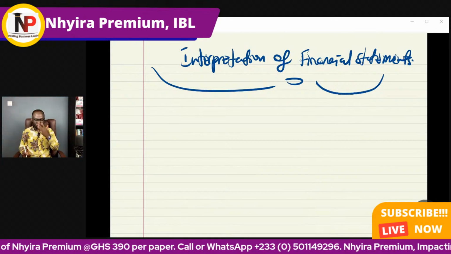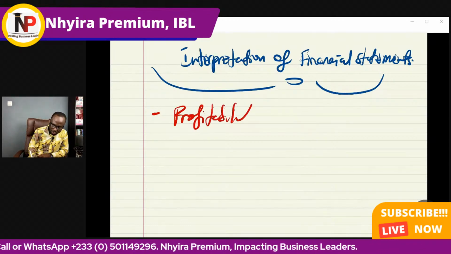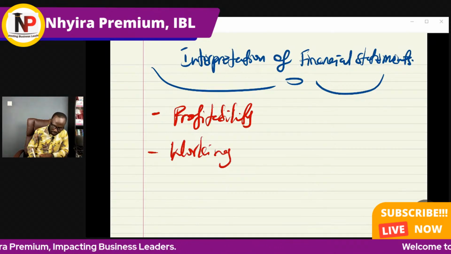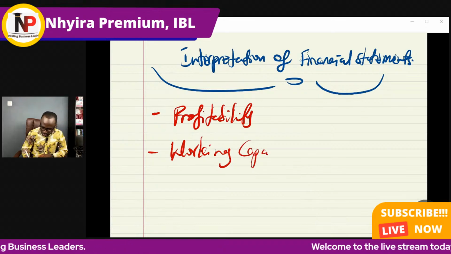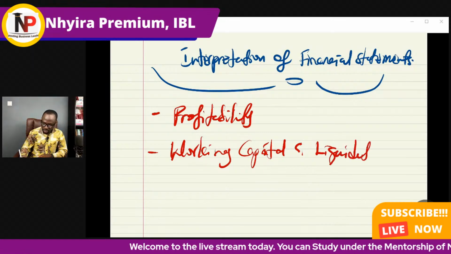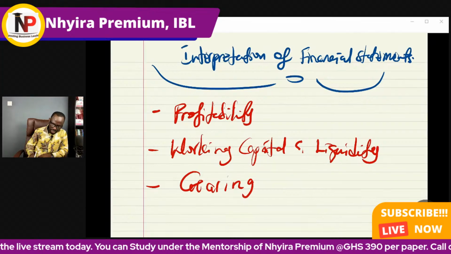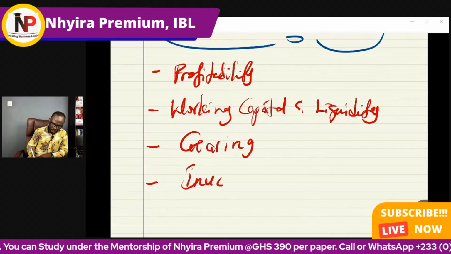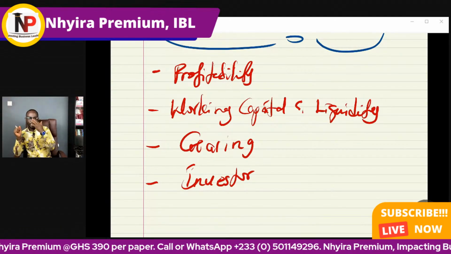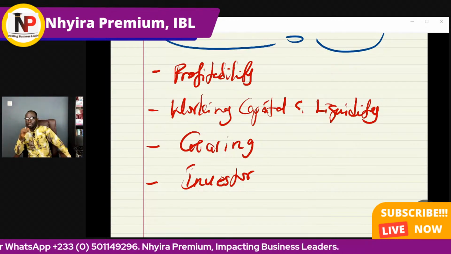Now here also you're going to be calculating the various ratios: profitability ratios, working capital and liquidity ratio. You're going to be dealing with the gearing ratios and then the investors ratios. You're going to be dealing with all that. But the distinction here is that because you are in corporate reporting, we're going to be expanding it up a little bit.